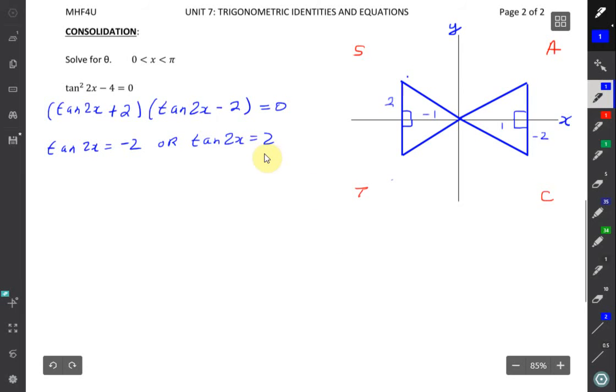Then thinking about where tan is positive 2, which is the A and the T quadrants, all in tan, the opposite is positive 2, and then the adjacent is positive 1, and in this, the opposite is negative 2, and so is the adjacent, and that makes it positive overall. So now I'll do the inverse tan of each of these.